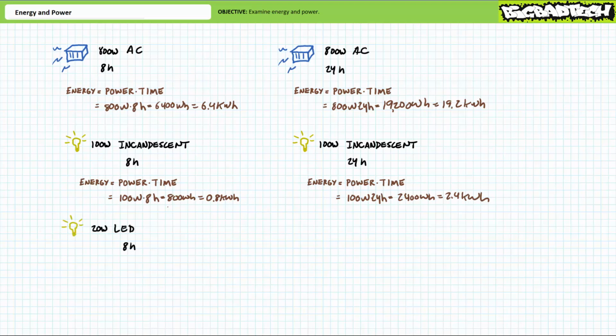Consider a more efficient 20 watt LED light bulb used for 8 hours a day. This bulb would use 20 watts times 8 hours, or 160 watt hours of energy, or 0.16 kilowatt hours of energy.